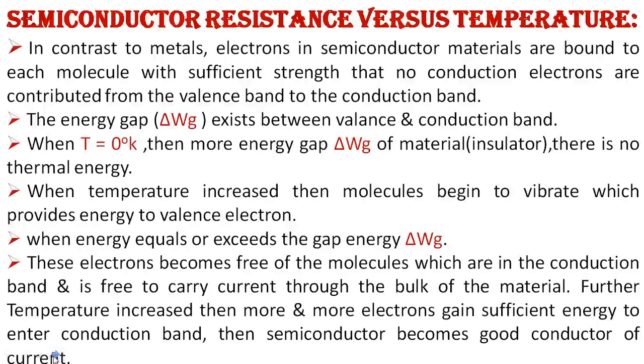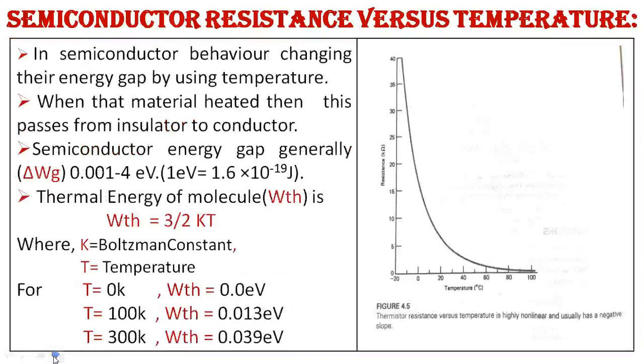If temperature is increased further, more and more electrons gain sufficient energy to enter the conduction band. Then the semiconductor becomes a good conductor of current. Next is semiconductor resistance versus temperature.